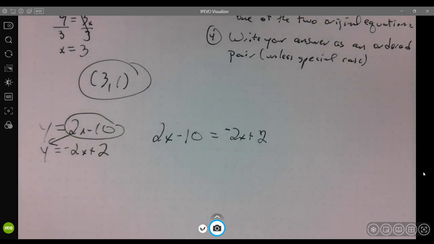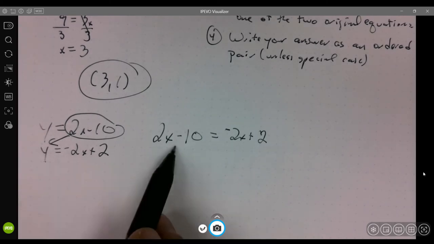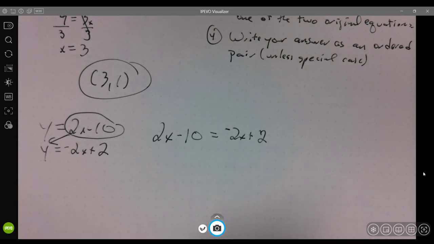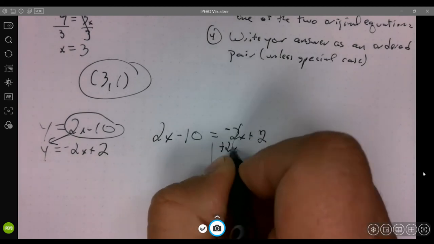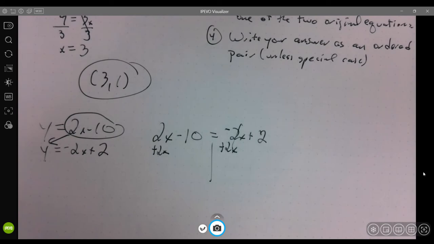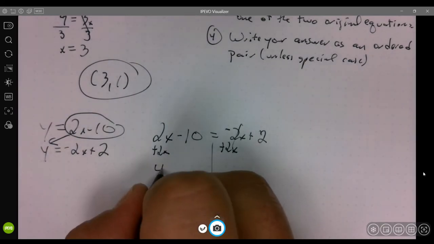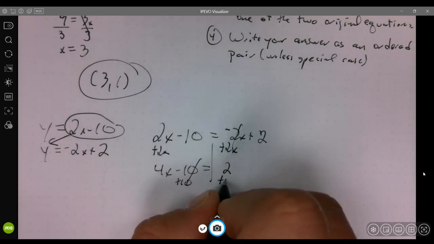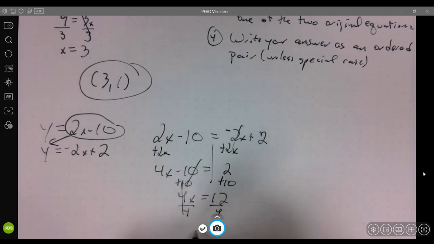Y is equal to 2x minus 10. Well, then I'm going to replace in this equation, y is now becoming 2x minus 10. It still equals negative 2x plus 2. And I solve. In this case, careful, they look almost the same, but I have a positive and a negative. So I have to add 2x to both sides. I get 4x minus 10 equals 2. I add 10 to both sides, so I get 4x equals 12. We divide by 4, and x is 3.